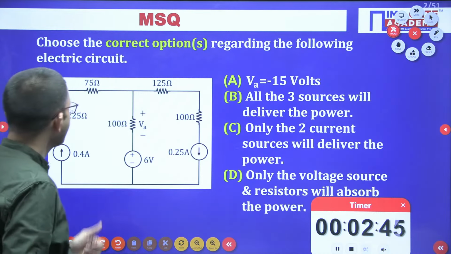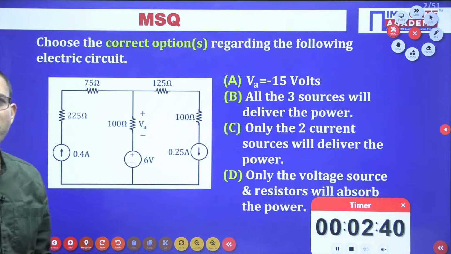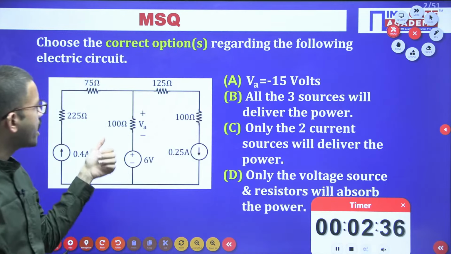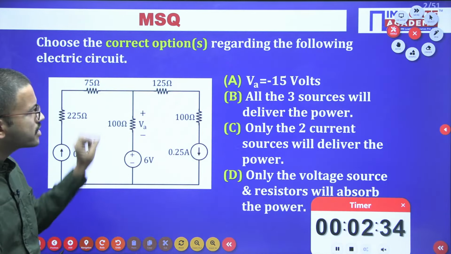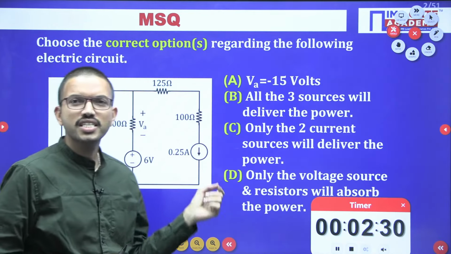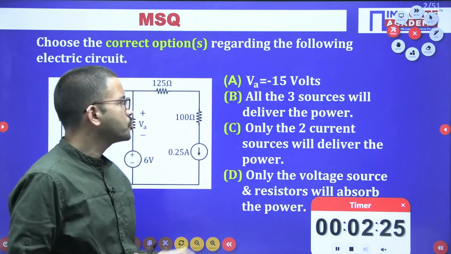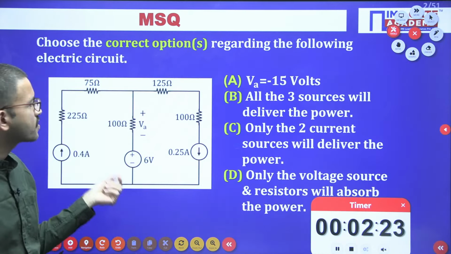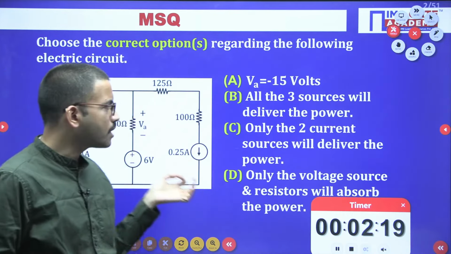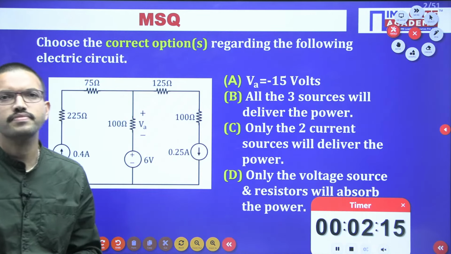In this question, you have current sources, a voltage source, and resistors. In the options, option A is regarding the voltage across a particular resistor, whereas in options B, C and D they have mentioned terminology regarding power absorption or power delivered. So you have to observe which of the sources are really delivering power and which are absorbing power. After that, you can choose the correct options.